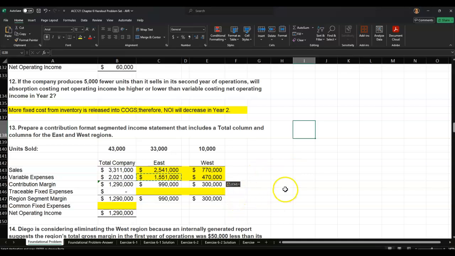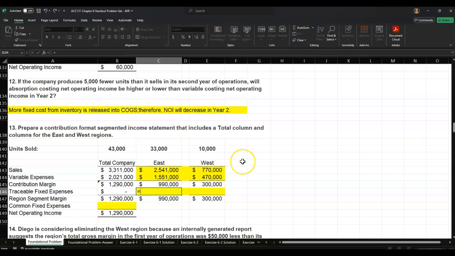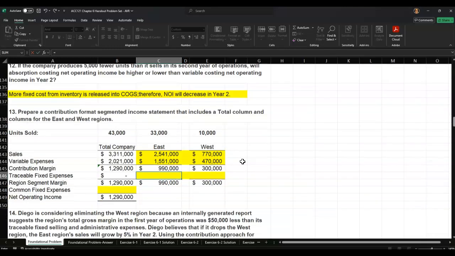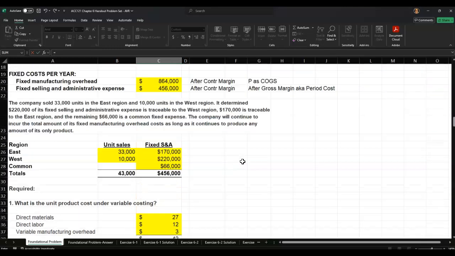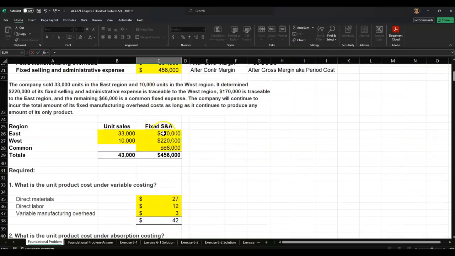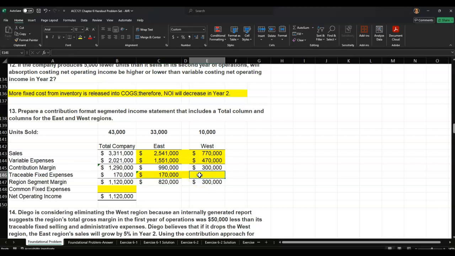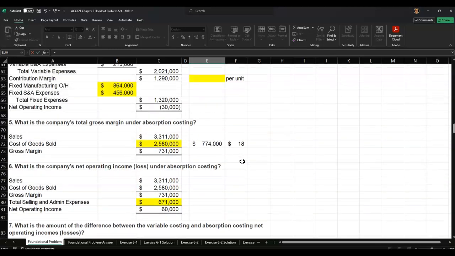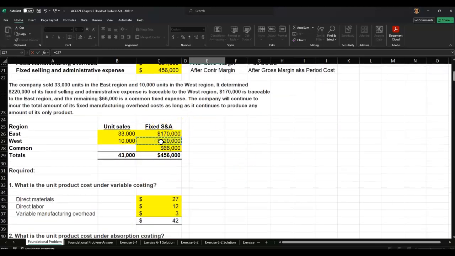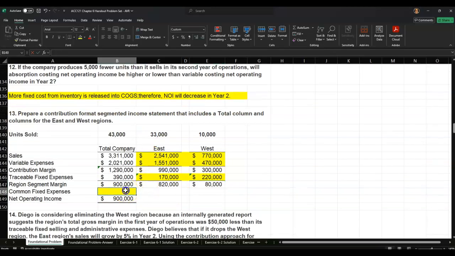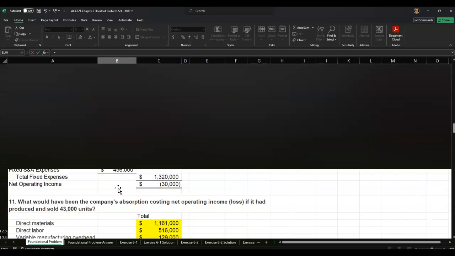Okay, then they asked for, remember now we're dealing with segments, so they've got traceable fixed expenses. If you remember, that came from, let's see, wait a minute, make sure which region I'm in. I'm in East Region. So the traceable fixed expenses for East Region were that one, because that's the only thing that they gave us that was traceable. Then they gave us the West Region. That was that one. And then that 66,000 is going to be those common fixed expenses.